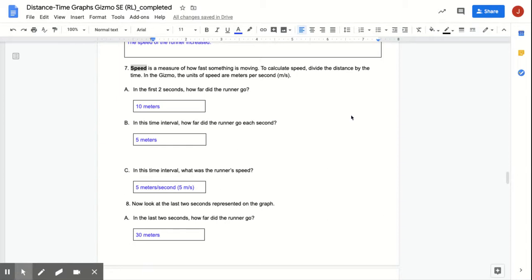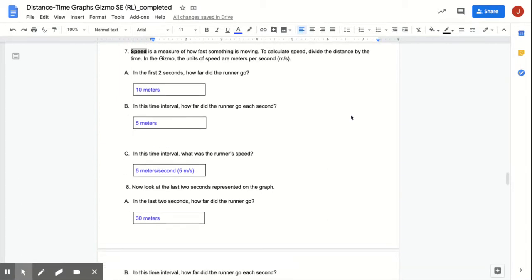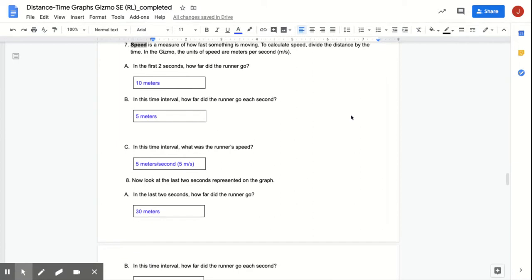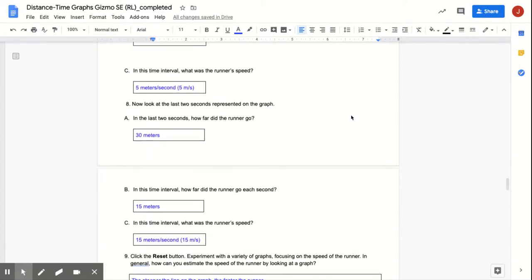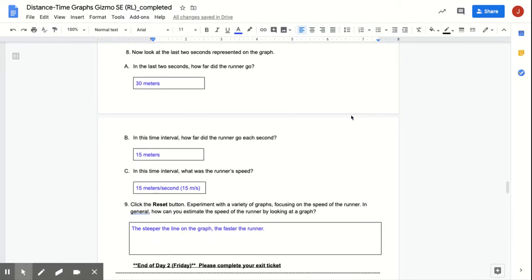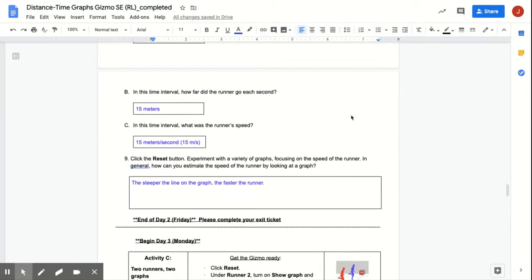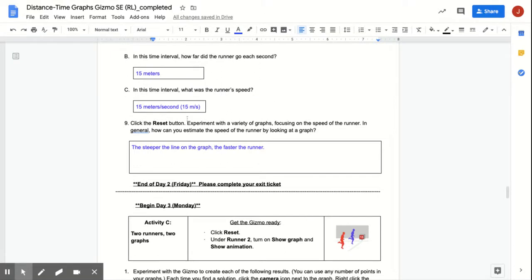So in the first 2 seconds, how far did the runner go? 10 meters. Each second was 5 meters, so the runner was running 5 meters per second. The last 2 seconds, they traveled 30 meters. In each second, it went 15 meters. So the speed of the runner was 15 meters per second. So again, the steeper the line on the graph, the faster the runner, which we already talked about.